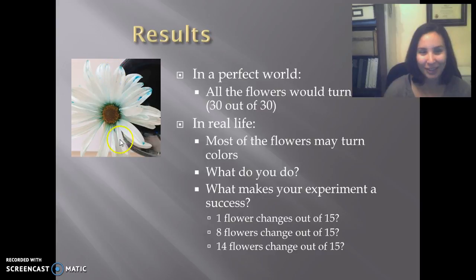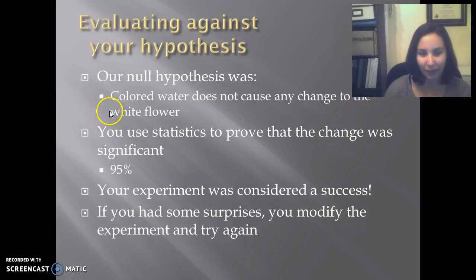If you look back here and want to do this experiment yourself, the blue is in the petals and near the center of the flower. So what scientists do is they use statistics to prove that the change was significant. A significant change is 95%. So if you can reject your hypothesis 95% of the time, then you can say that your experiment was a success. So what that means with our 15 flowers is actually all 15 of them have to turn colors, because 95% of 15 is 14.7. So all of them have to change.